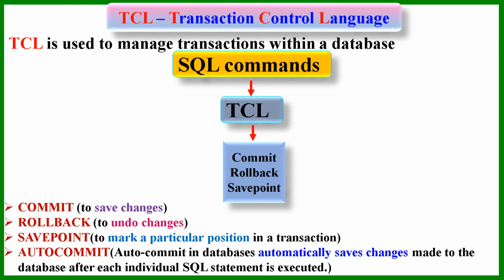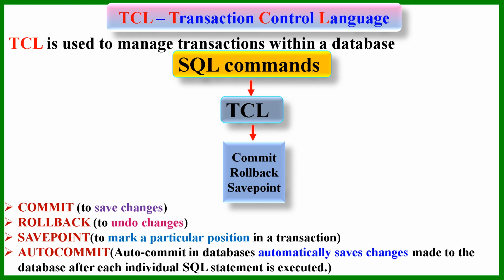So what is a SAVEPOINT? Imagine you're working with a lengthy table, and you want to roll back only to a specific point within that table. This is where SAVEPOINTs come in handy. A SAVEPOINT allows you to mark a particular position in a transaction. Later, if you need to roll back to that specific point, you can do so easily using the SAVEPOINT's name. Essentially, a SAVEPOINT acts as a bookmark within your transaction.